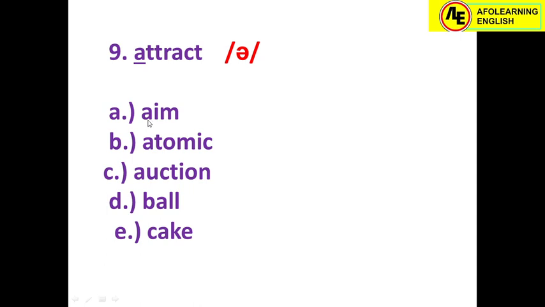Option A, we have aim, wrong. Option C, we have option, no. Option D, we have ball, no. Option E, we have cake, wrong. So option B is the correct answer.